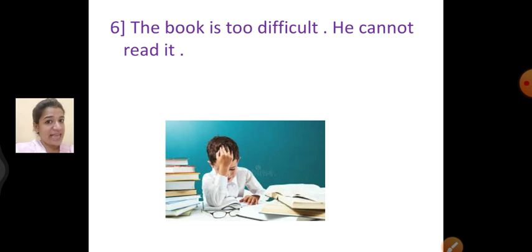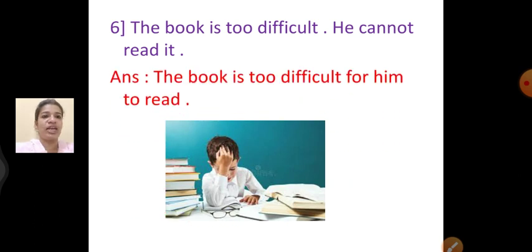Yes, first sentence as it is. The book is too difficult. For whom? Now here we are not going to write like for he. So he will change into for him. The book is too difficult for him to do what? To read. The book is too difficult for him to read. Let's check. The book is too difficult for him to read.